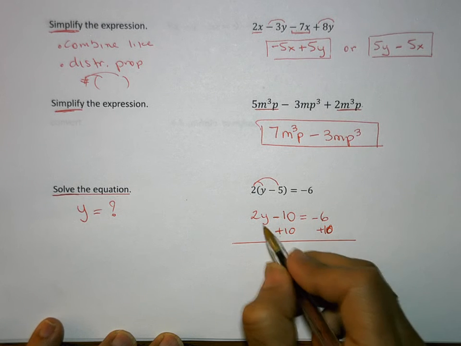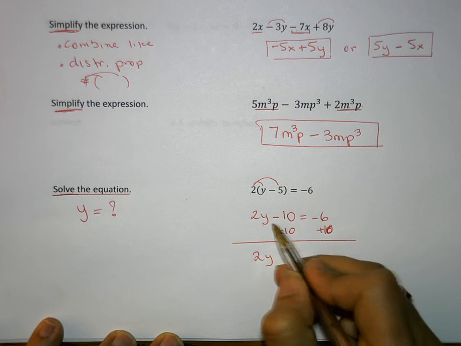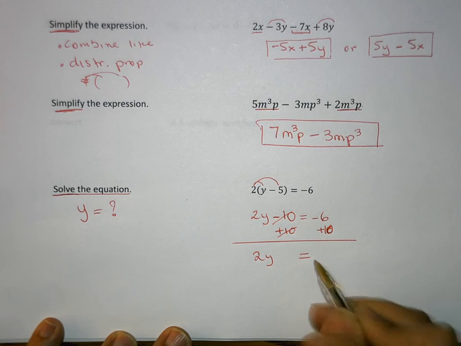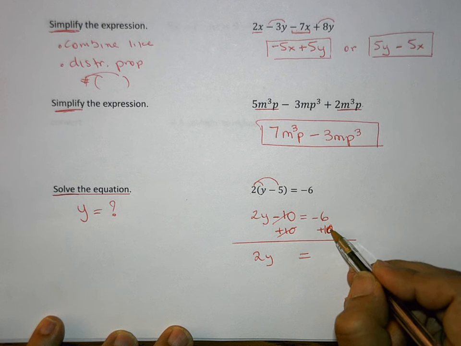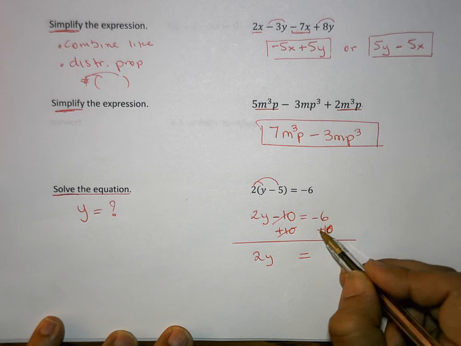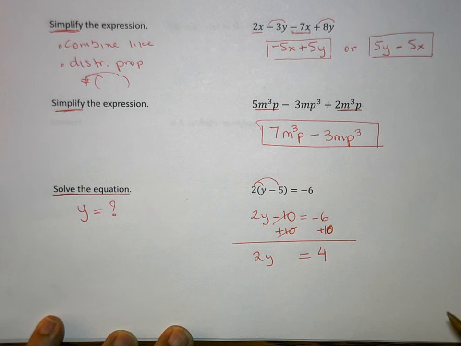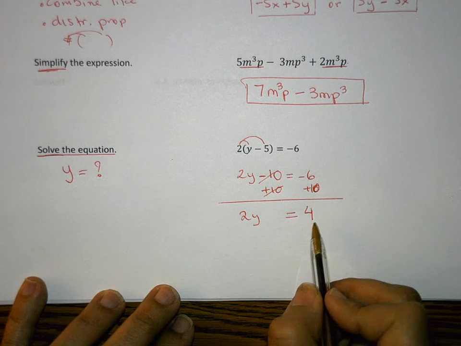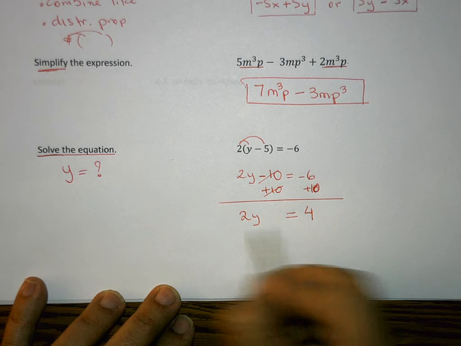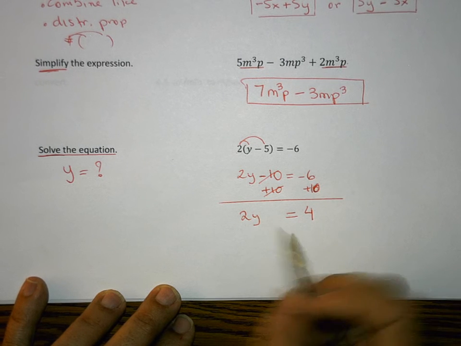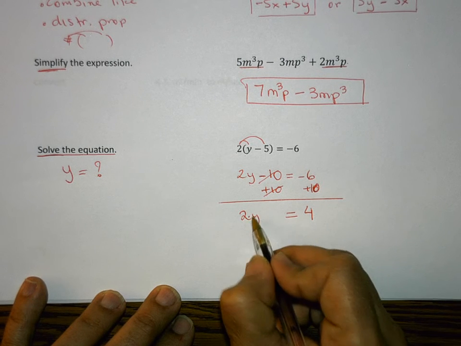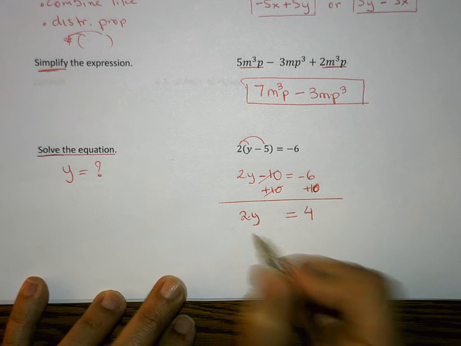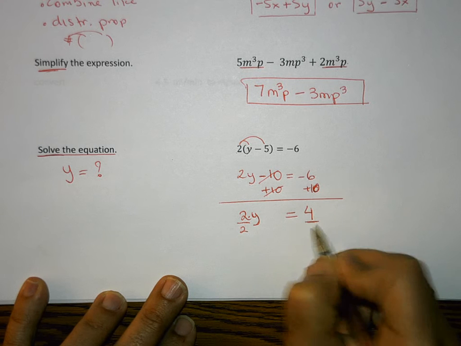So a 2y and a negative 10 with a positive 10 is 0. I'm not going to write plus 0 here. Equals, and negative 6 plus 10 is a 4. Okay? And then the next thing is I want the y by itself. A lot of students think they have to subtract a 2. That is incorrect. It's saying 2 times the y. 2 times the y equals 4. So we divide it by 2, and we divide it by 2.